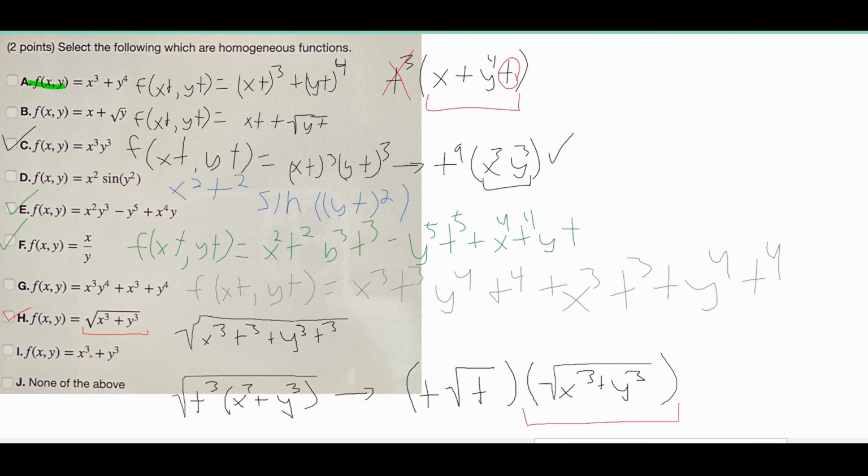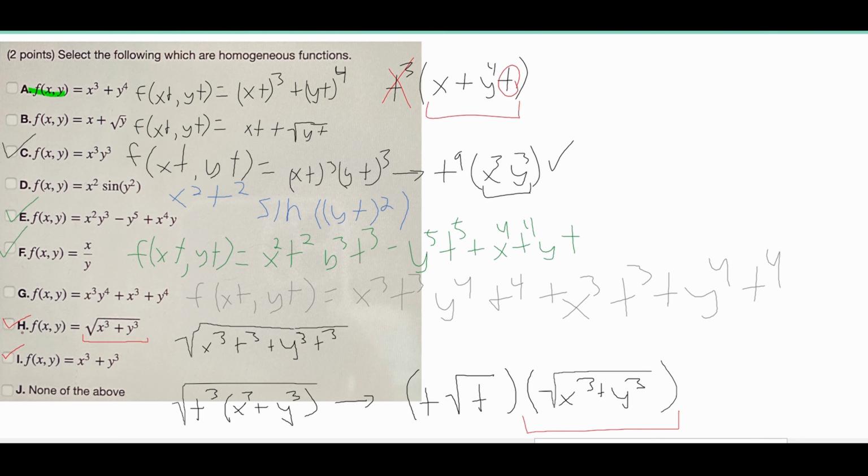For part i, if we just put a t in there, we can factor it out and see that we have a t cubed. After we do this, we no longer have a t anywhere in our original equation, so this is also a homogeneous function. That means for all of these, we have c, e, f, h, and i that are homogeneous. Everything else is not a homogeneous function.